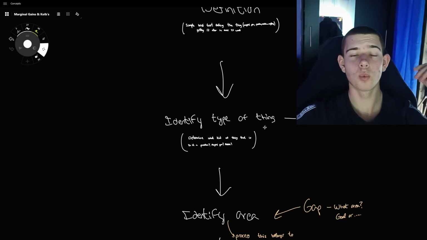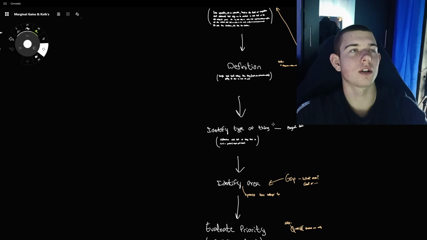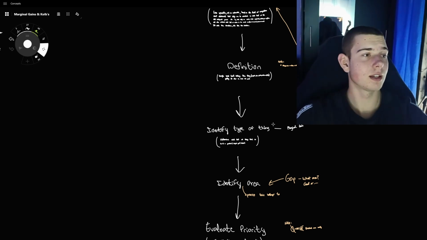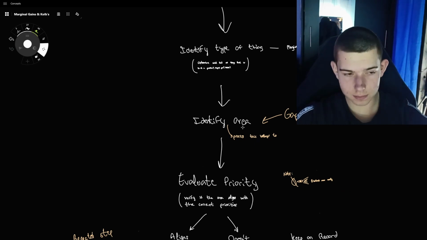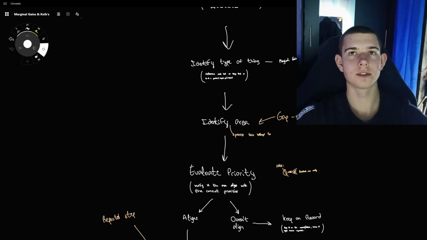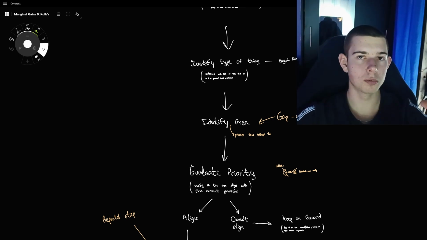Then I will define what it is, like the type. Is it a problem? Is it a task? Is it, I don't know, a 1% gain? Whatever. I will define it. Then I will identify which area this is helping me in, which skill, which process. In this example, it's YouTube.